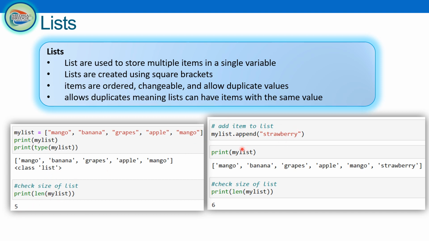Add items to the list. Using append, we can add new item to the list. Print my list. Now we get new list added with a new item, which is strawberry. Check size of the list. Now see the length of the list is 6. Items are ordered, changeable and allow duplicate values because we see mango twice in the list. So the list allows duplicates, meaning list can have items with the same value.